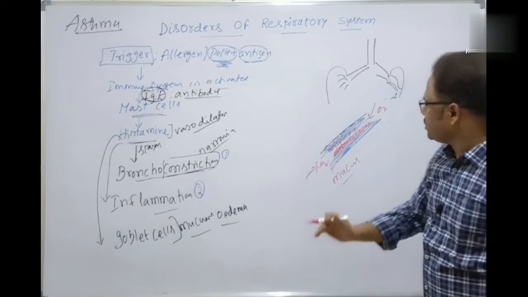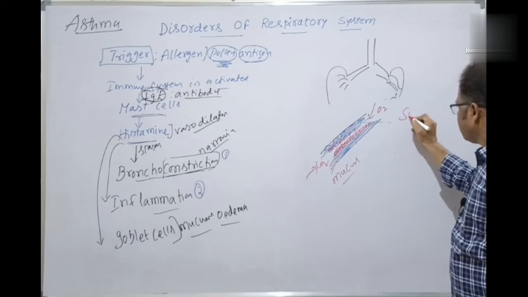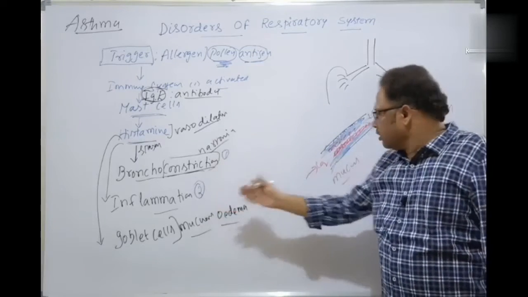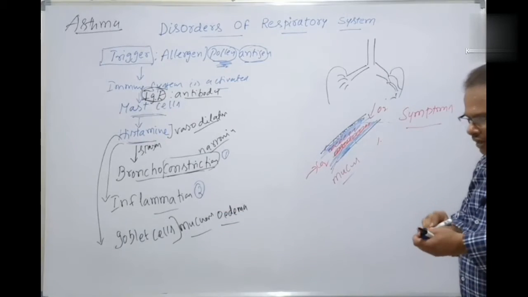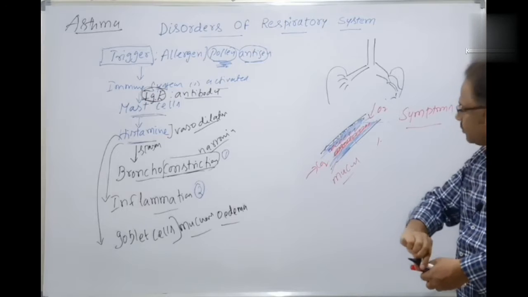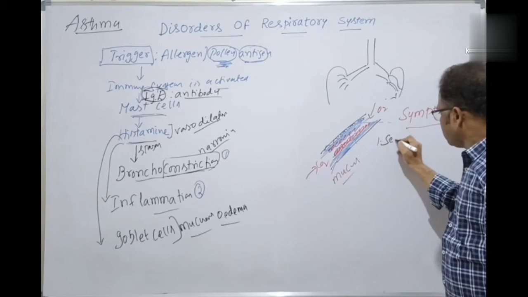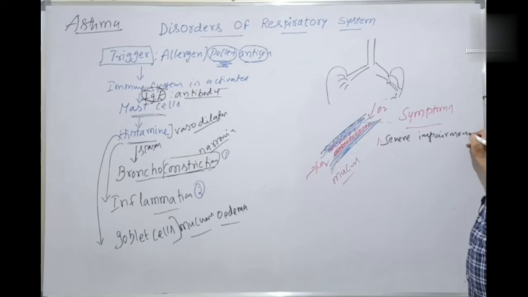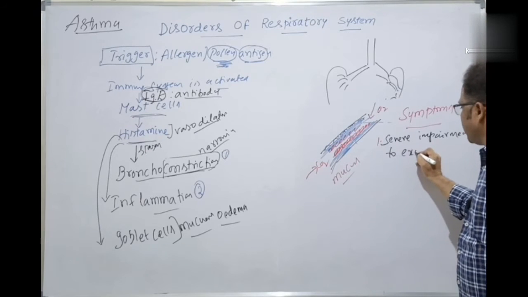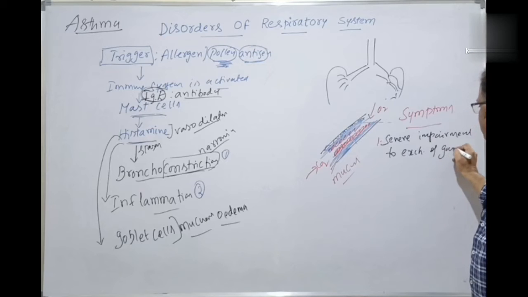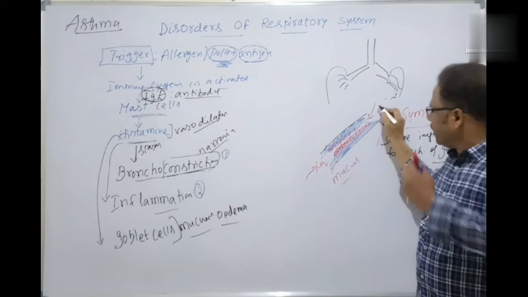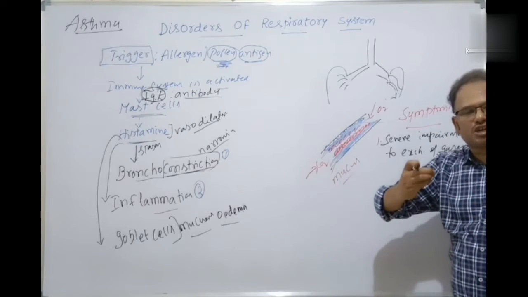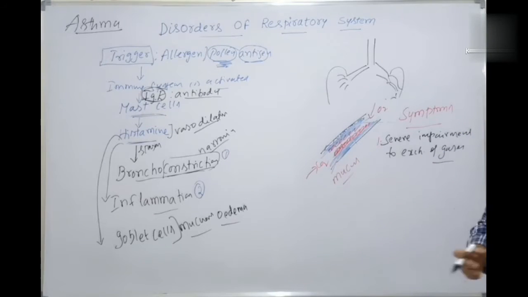So what are the symptoms of this one? Now let's discuss the symptoms. Based on this mechanism, one is severe impairment to the exchange of respiratory gases. Oxygen cannot be taken freely and carbon dioxide cannot be given out freely. There is an obstruction.